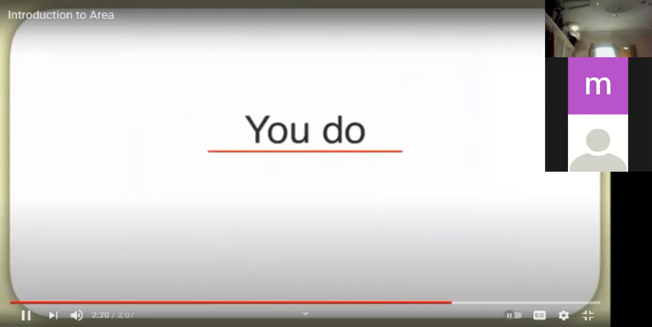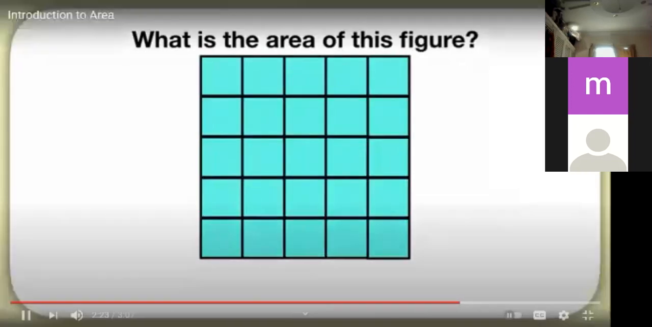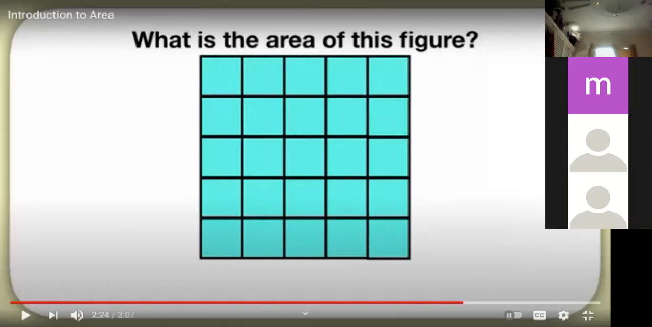Now it's time for you to practice on your own. What is the area of this figure? Stop this video and ask Omar. Omar, what is the area of this figure? How many squares? 1, 2, 3, 4, 5, 6. 25. 25 square units. You have to say 25 square units. Okay. This is the area of the figure.